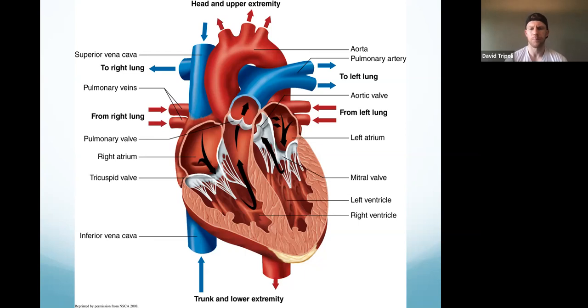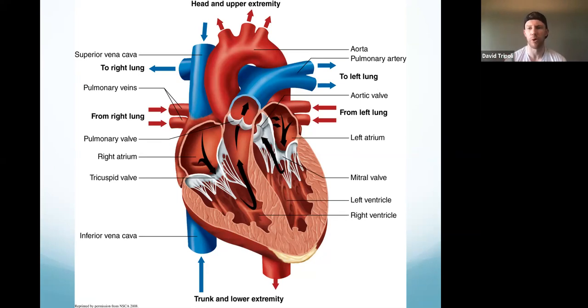Okay, so let's do it from the right lung. So we'll start over here. So it just came from, oh no, excuse me. Let's do this. We're going to do the blue. So from the trunk and the head, right? All this blue is going to represent deoxygenated blood.